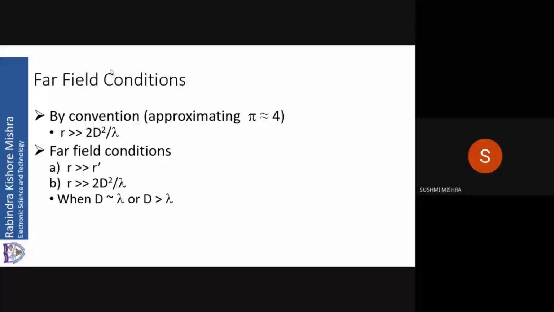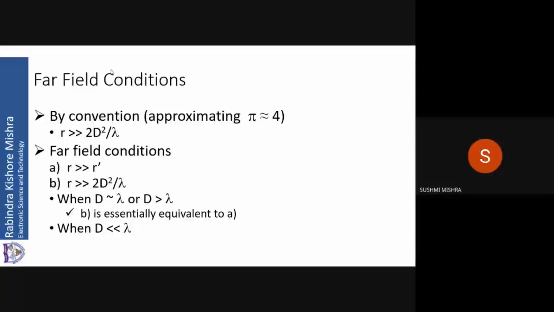Now, when D is of the order of lambda, or D is greater than lambda, then condition B will essentially be equivalent to condition A. But when D is much less than lambda, then condition A implies condition B.